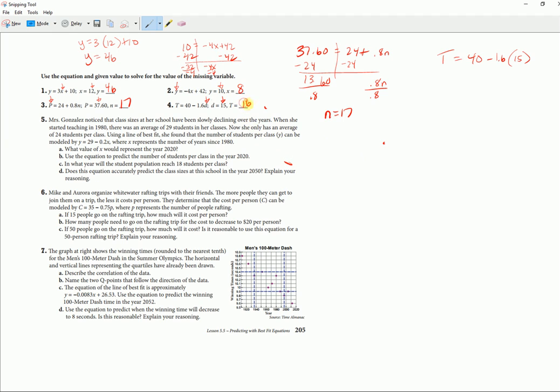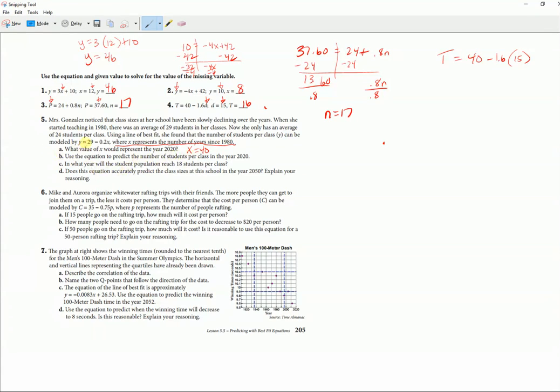Oops, sorry, I keep writing on the board here. Let's erase that. Moving on to question 5, and this is really where a lot of the questions started to come up. It says, what value of x would represent 2020? We need to go back to where it says x represents the number of years since 1980. 2020 is 40 years after this, so x has to be equal to 40. It's 40 years since 1980.